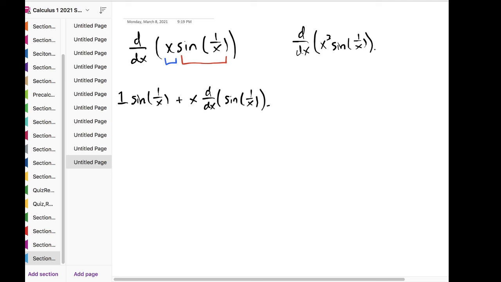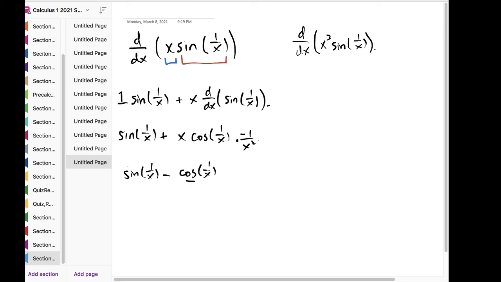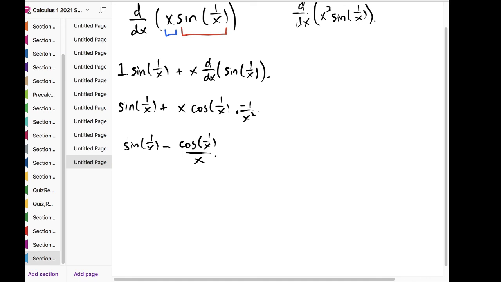I'll just say what it is. Sine of 1 over x plus x, and then it's cosine of 1 over x times negative 1 over x squared. So this is sine of 1 over x minus cosine of 1 over x over x. Now, if you combine them, you get x sine of 1 over x minus cosine of 1 over x over x.